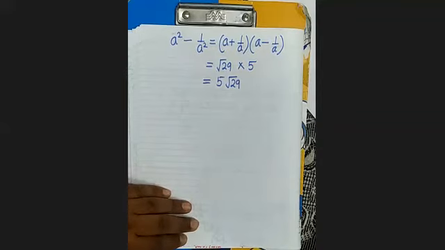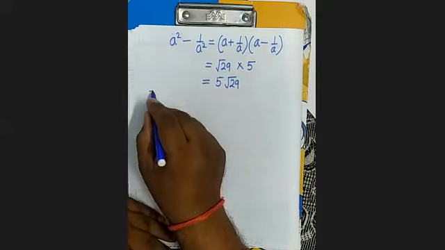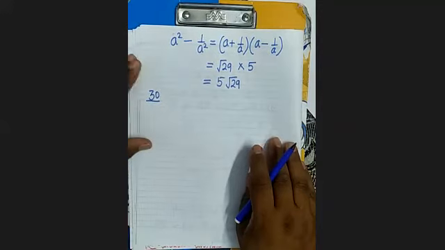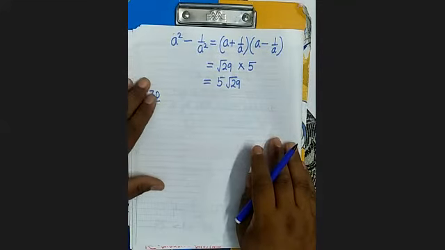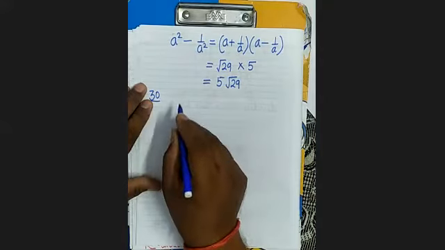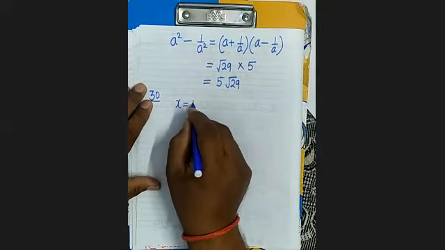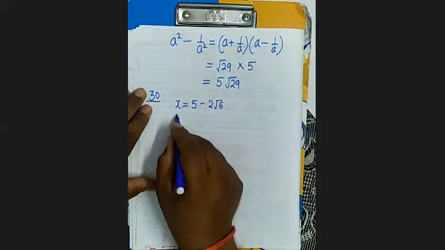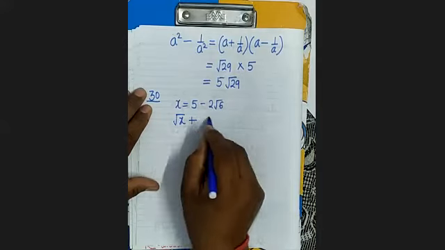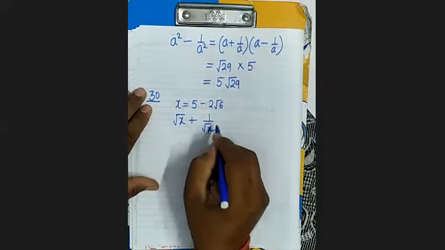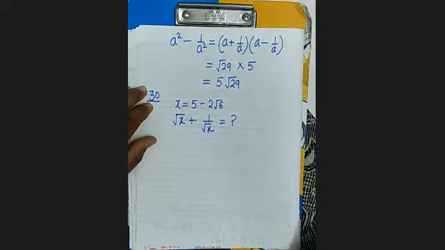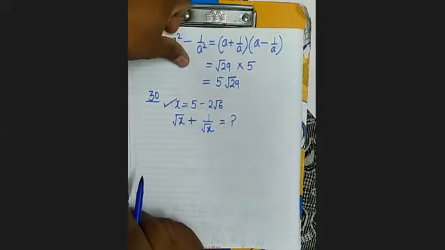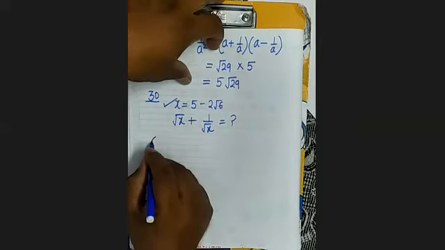Now I am going to explain question number 30. All of you see it very carefully. It is a very good question, different from all other questions which are given here. X is given as 5 minus 2 root 6, and you have to find the value of this. It is clear? What is given to us? This is given. So see here, how will you do?